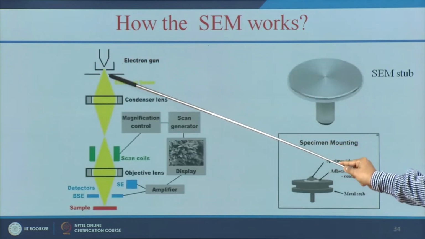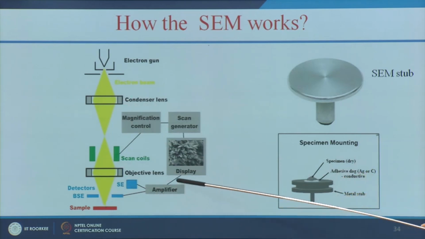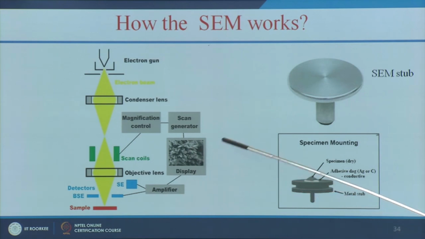How does the same work? You can see that there is an electron gun passing the electron beam. It is hitting the sample, and the backscattered electrons will be amplified and it will display the image. So, this is your SEM stub where you have to prepare your sample. Your sample should be dried, okay, and it should be placed on top of this SEM stub, which has this carbon tape.